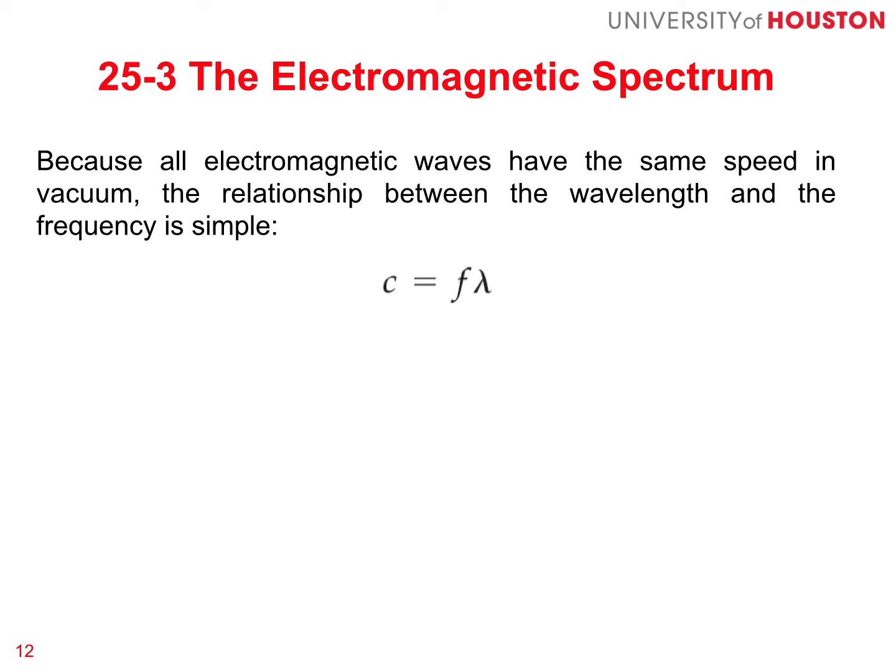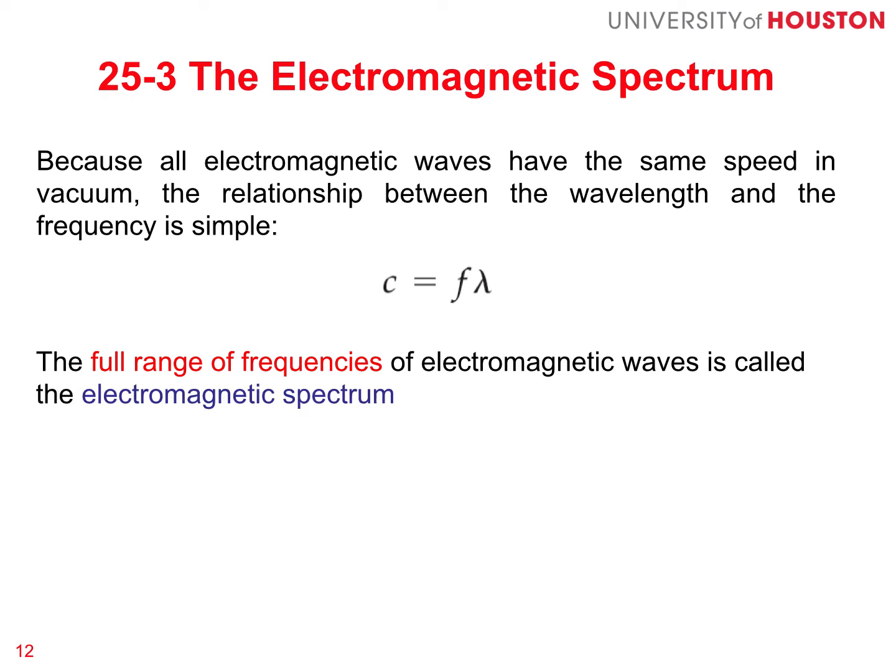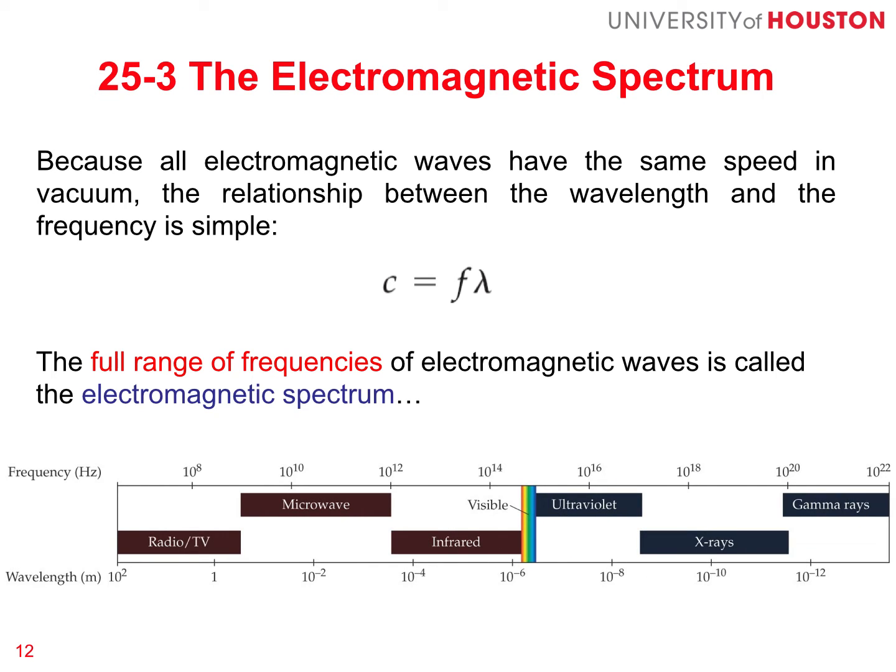Because all electromagnetic waves have the same speed in the vacuum, the relationship between the wavelength and frequency is very simple. The speed of the electromagnetic wave, which is c, a constant, is equal to the frequency of the wave times the wavelength of the wave. The full range of frequencies is known as the electromagnetic spectrum, and in the next slides we will discuss the uses of these different types of electromagnetic waves.